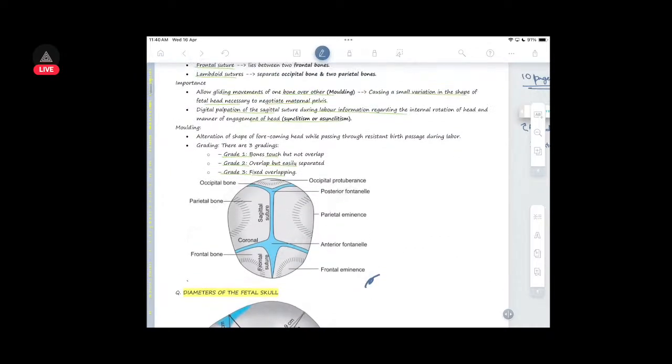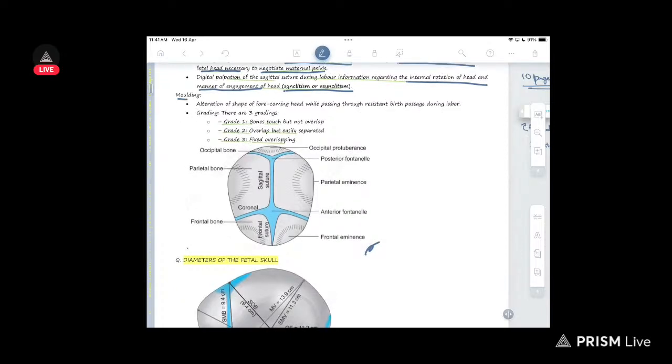Then we have the importance. It allows gliding movements of one bone over the other, which is called molding. It causes small variation in shape of the fetal head necessary to negotiate the maternal pelvis in order for the fetus to pass. Digital palpation of the sagittal suture during labor gives information regarding internal rotation of the head and manner of engagement, synclitism or asynclitism. So molding is the altered shape of the forecoming head while passing through the resistant birth canal during labor.